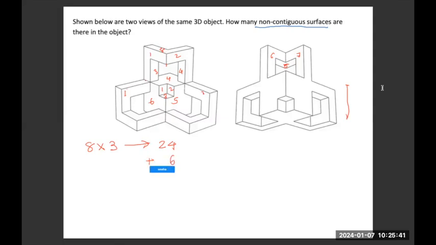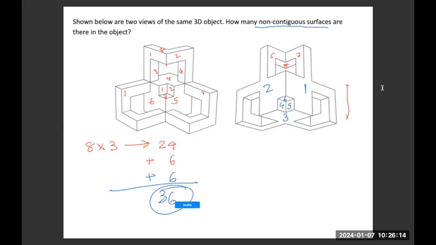On the back side, this is one continuous surface, so 1. Use a different color. 1, 2. 3, the bottom whole surface. 4, 5, and 6. Besides this, there are no other surfaces left. So the total will be 36.